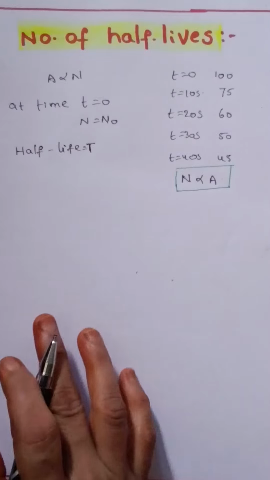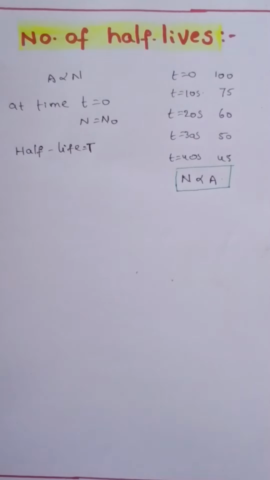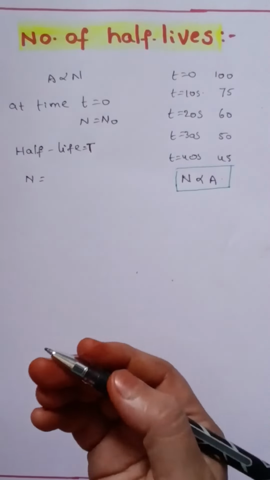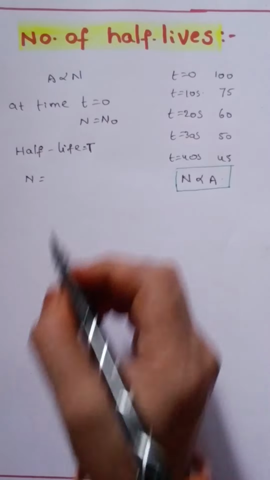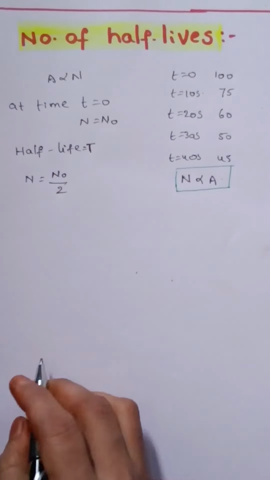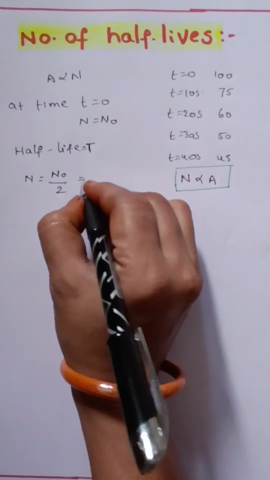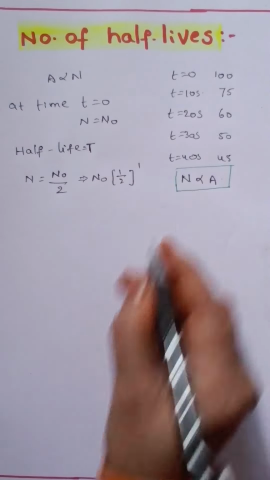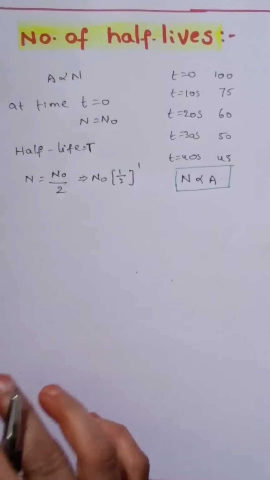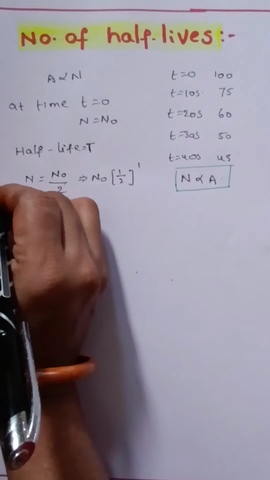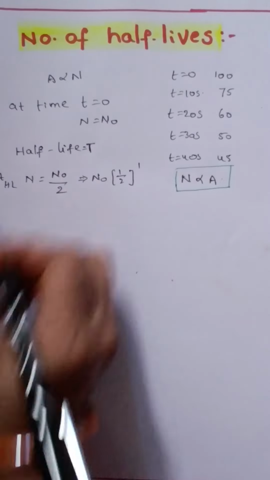Now after only one half-life, what happens? After one half-life means the time taken to disintegrate half of its quantity. The quantity is N naught, half of its quantity is N naught by 2. We can write this as N naught into 1 by 2 whole power 1. This is after the first half-life.